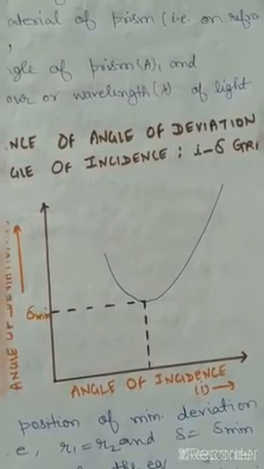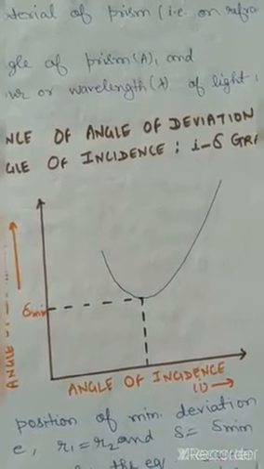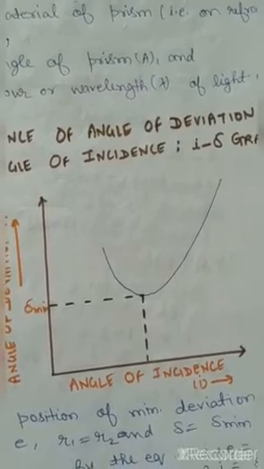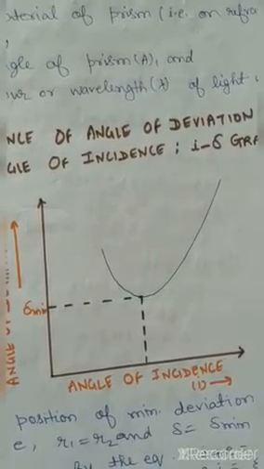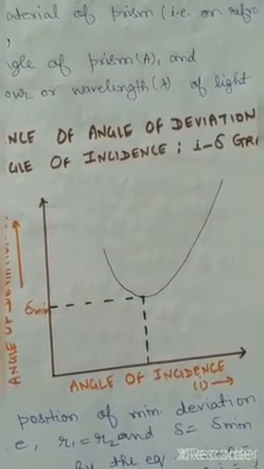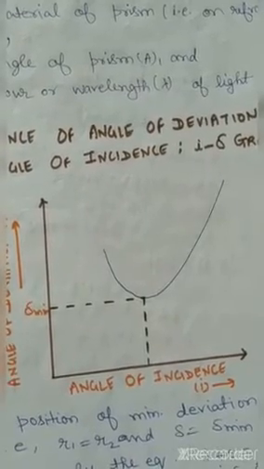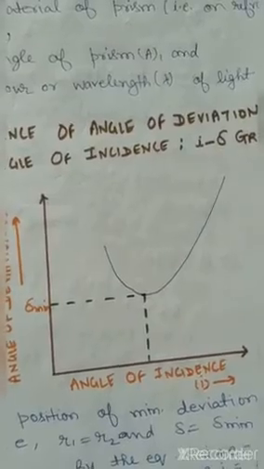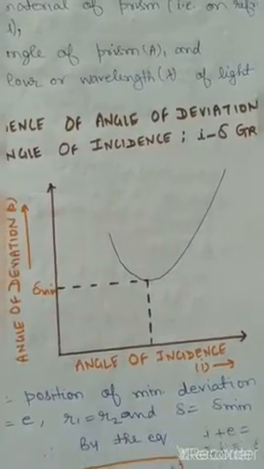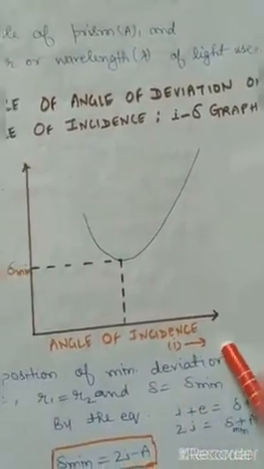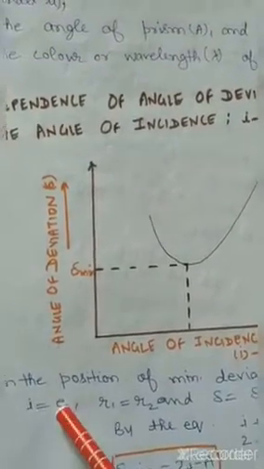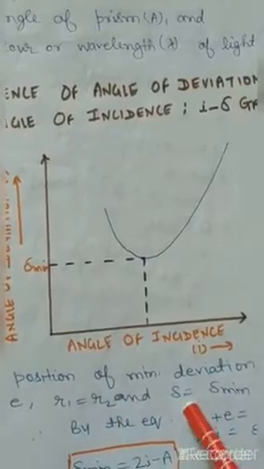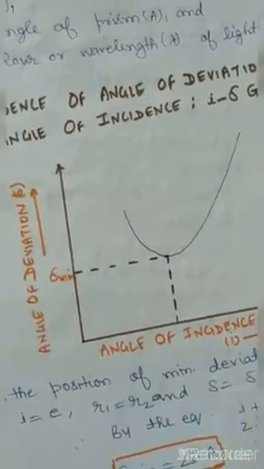Clear? So when you do this experiment for different angles, you will find that for only one angle for a given prism, I will be equal to E and R1 will be equal to R2, and in that case we'll say that this is the minimum deviation. So in the position of minimum deviation, I becomes equal to E, R1 becomes equal to R2, and delta deviation will be your minimum deviation.